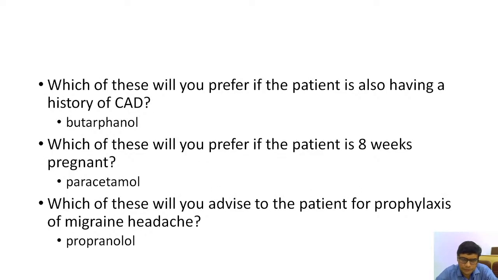So from these drugs, which will you prefer if the patient also has a history of CAD, coronary artery disease? Then we will have to go to butorphanol. Coronary artery disease is a contraindication for all the ergot alkaloids as well as the triptan group of drugs, because they inherently cause vasoconstriction. They relieve the pain of migraine by treating the cranial blood vessel vasodilatation, but they also cause vasoconstriction in the cardiac blood vessels. Thereby they have a risk of precipitating angina and other coronary artery disease. So in that case we will not consider using the triptans as well as the ergot group of drugs.